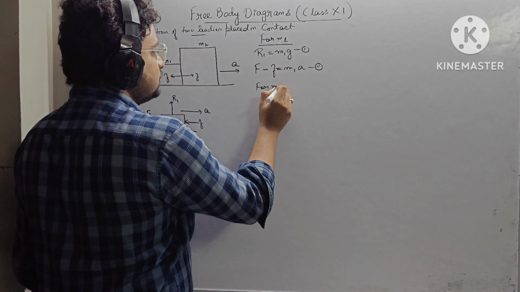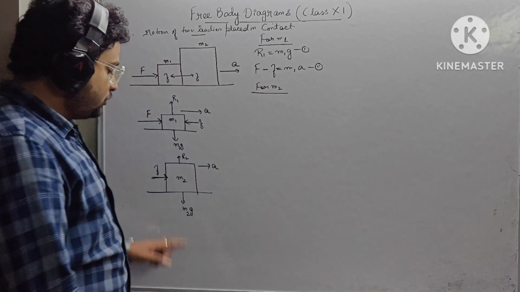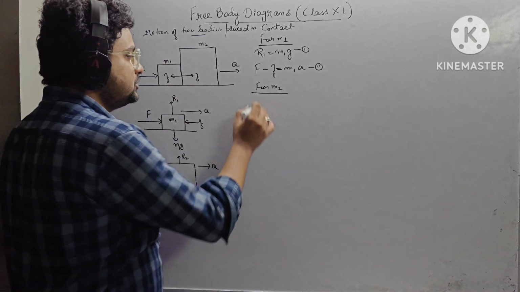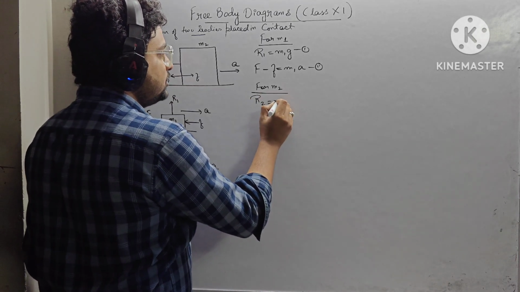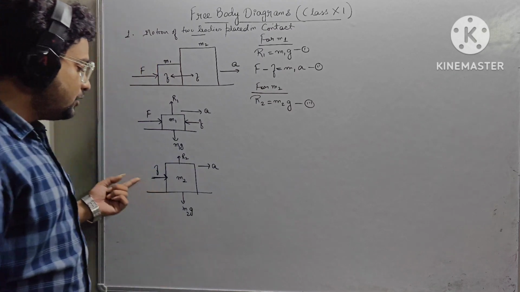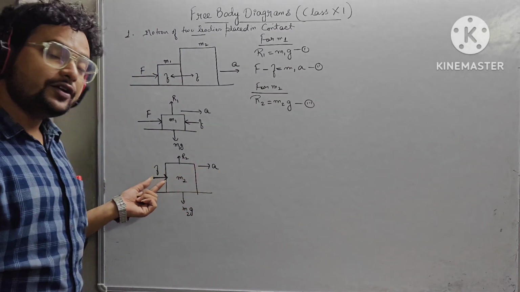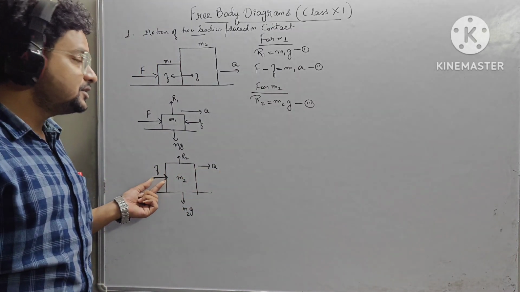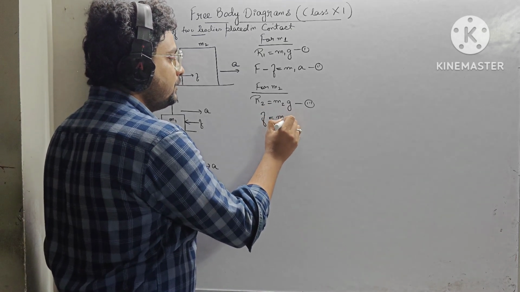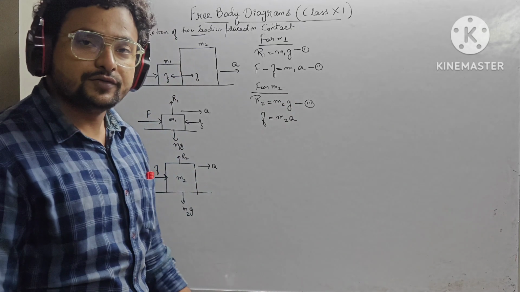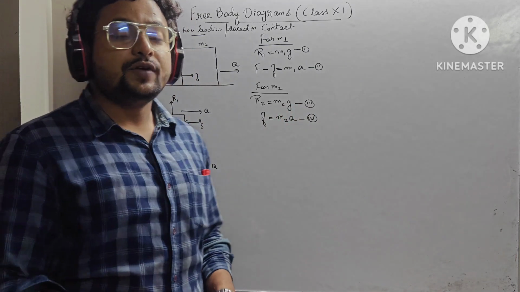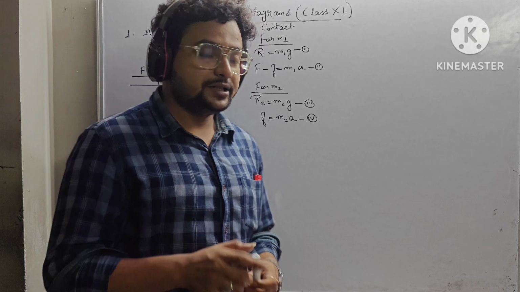Okay. Let's see for M2. For M2 again, these are the vertical forces which will be balanced. R2 will be equals to M2G. Equation 3. In the horizontal direction, you see there is only one force, that is small f. So I can write small f equals to M2 into A. Okay? Equation 4.